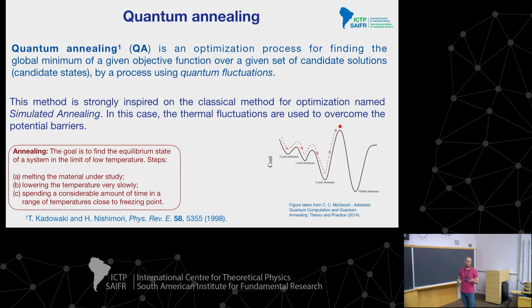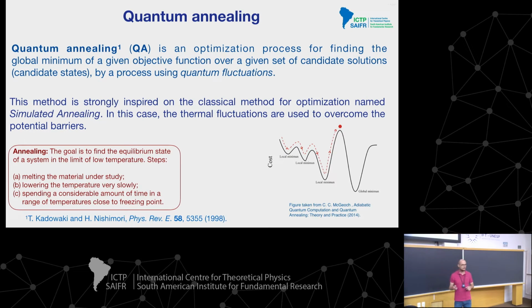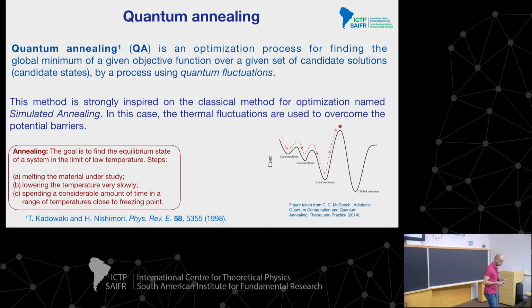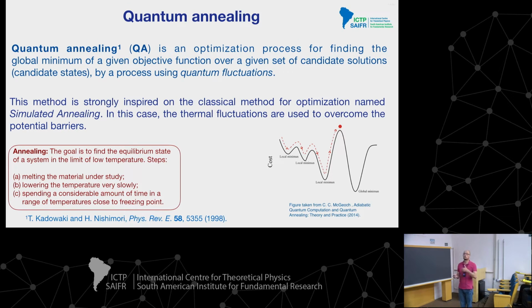Okay, let's move to quantum annealing. The idea of quantum annealing is quite similar, although there are some differences, and also the origin of quantum annealing is a bit different, okay? Quantum annealing is an optimization process, okay? If you have a cost function and try to find a minimum of this function, you can use adiabatic quantum computation, but also quantum annealing. I will show the difference between these two processes, okay?